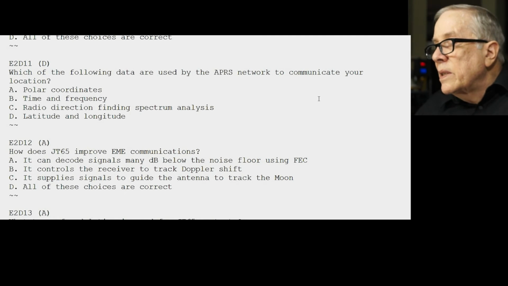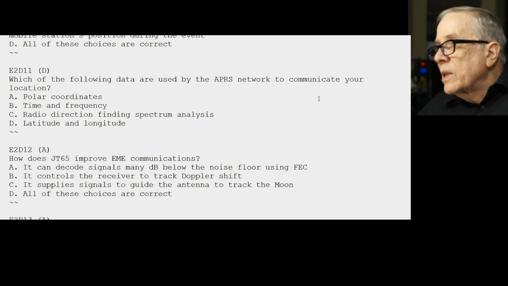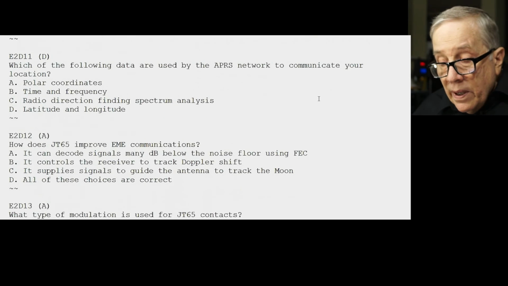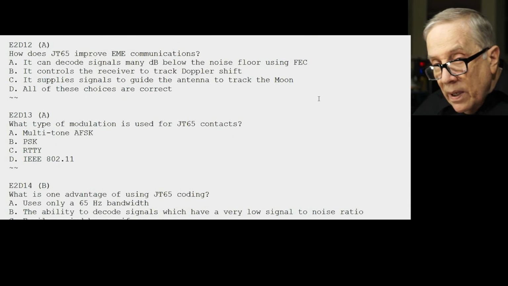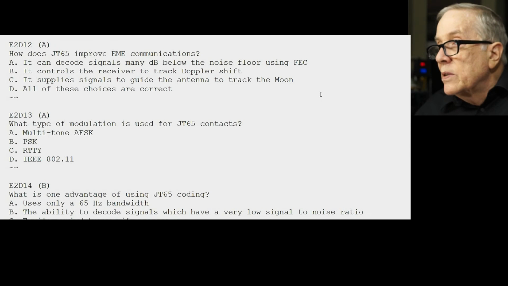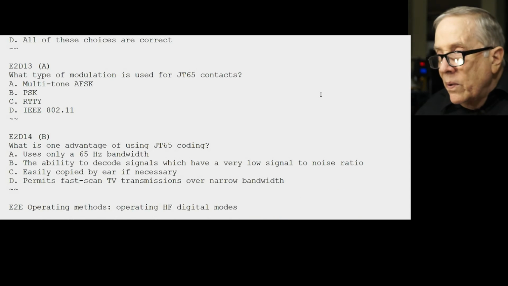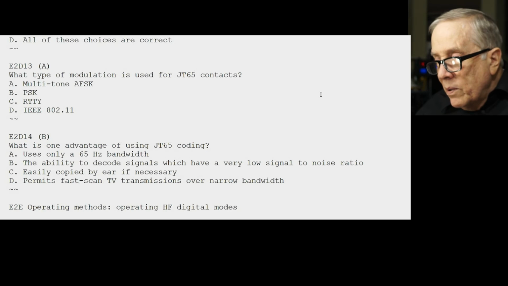E2D12, how does JT65 improve Earth-Moon-Earth communications? And the answer is it decodes signals many dB below the noise floor. And that's true. I've used it, and you can't hear the signal, but it decodes it. It's smart stuff. E2D13, what type of modulation is used for JT65? And the answer is multi-tone frequency shift keying.